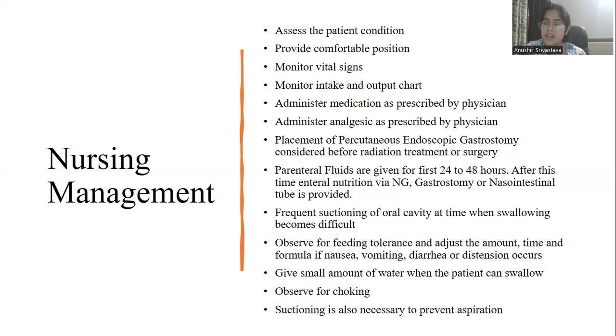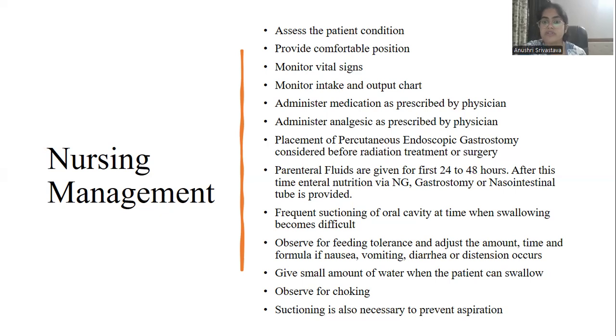It means firstly we have to give parenteral fluids. No other fluid than that, only parenteral fluids for the first 24 to 48 hours. After that, we can give enteral nutrition through an NG tube, gastrostomy tube or nasointestinal tube. We can give the enteral nutrition. Frequent suctioning of the oral cavity is needed when swallowing becomes difficult. Whenever swallowing becomes difficult, we have to suction frequently.